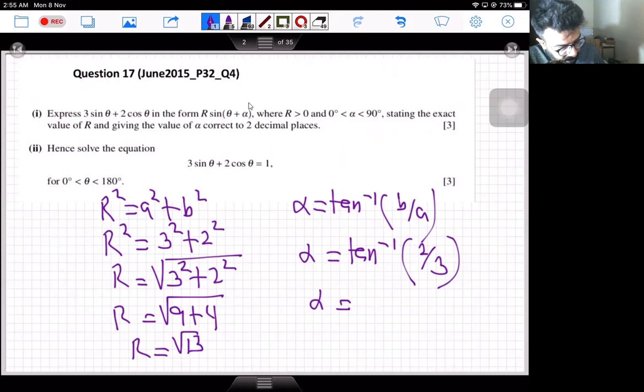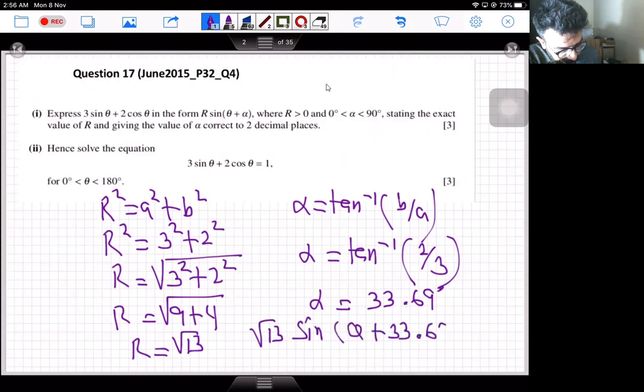So alpha is tan inverse 2 over 3. This is 33.69 degrees. After finding the value of r and alpha, just don't forget to express this in the form of r sine (theta plus alpha). So root 13 times sine (theta plus 33.69). This is your final answer, and this complete working is for 3 marks. Now let's move on to part 2.